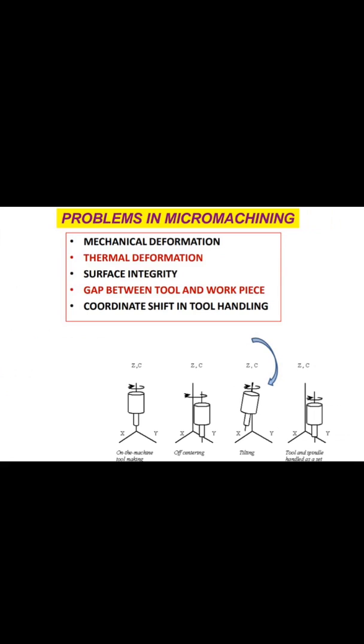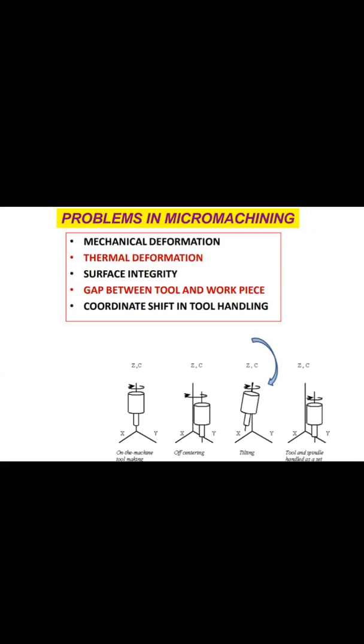Then the gap between the tool and workpiece. Actually this gap you have to maintain while doing the machining. In our previous chapter 3 we saw this: the gap kept between the tool and the workpiece should be very small, so that only the electrolyte passes through it and none of the tool comes in direct contact with the workpiece. So keeping this gap is also a problem in the micromachining process.